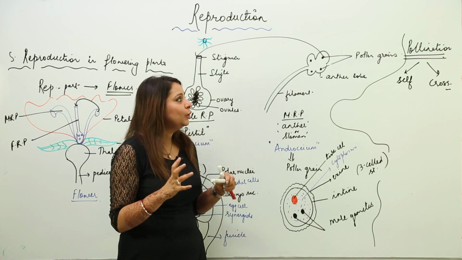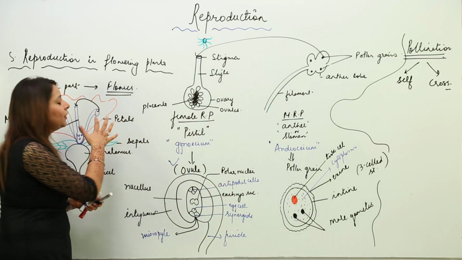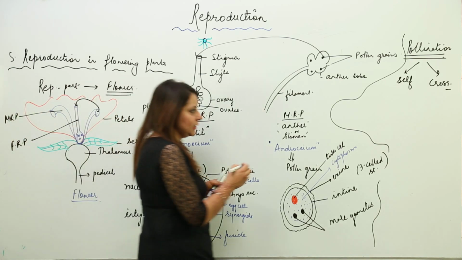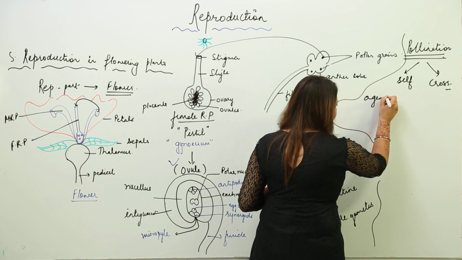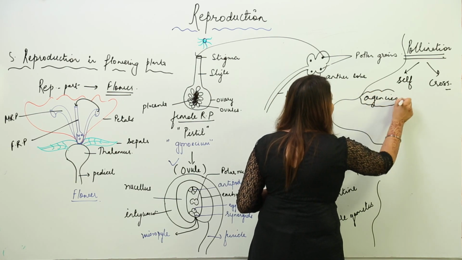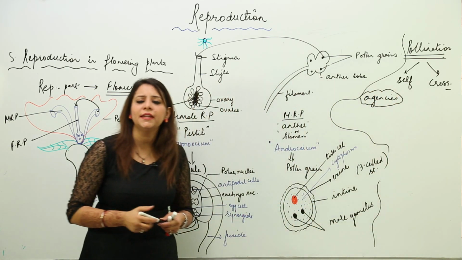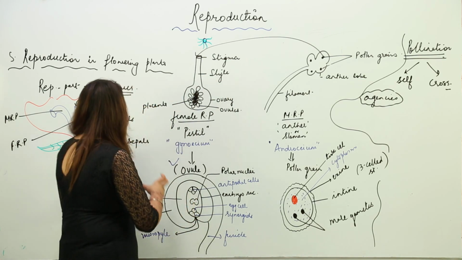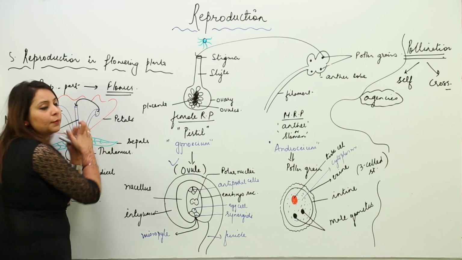And you know that the pollen grain is not motile, it cannot move actually. So there we need the agencies. Agencies can be birds, insects, wind, or water. So these factors can help the pollen grain reach from the anther to the stigma of the flower.